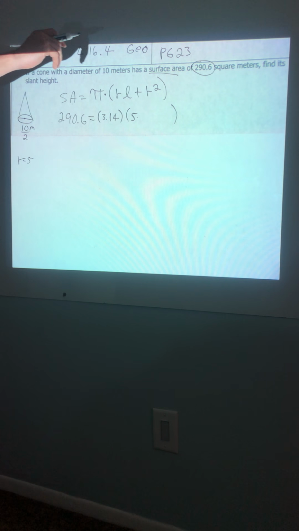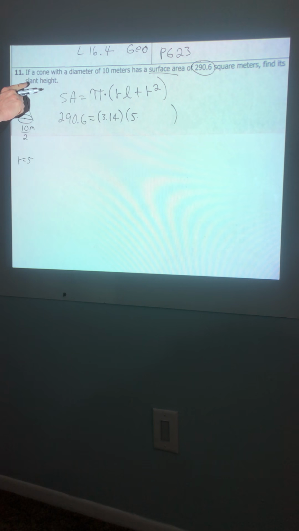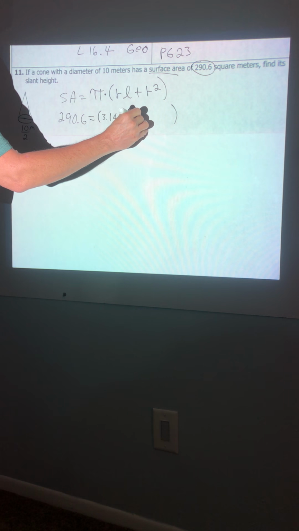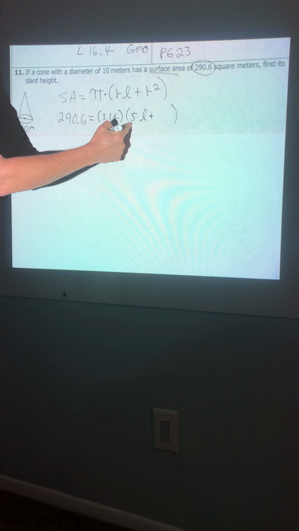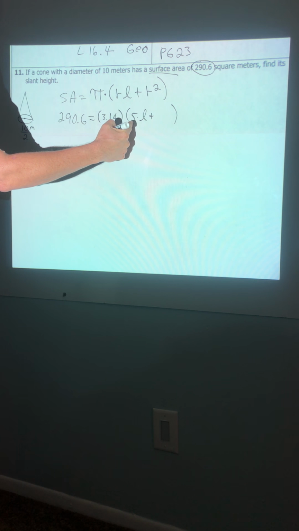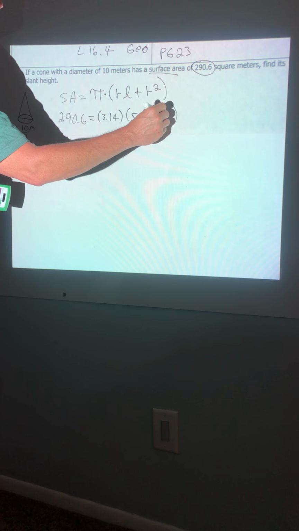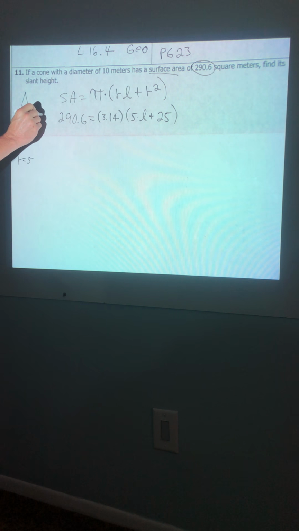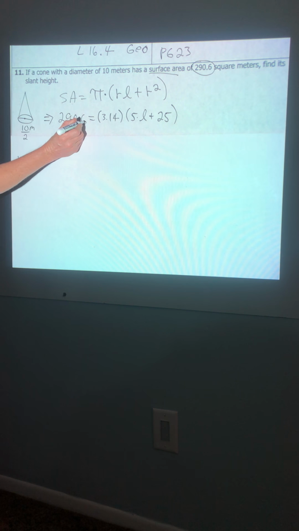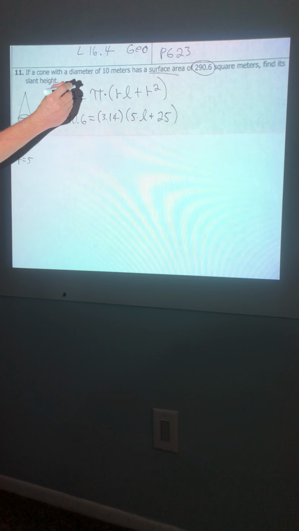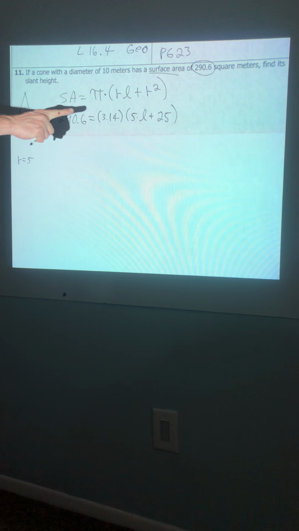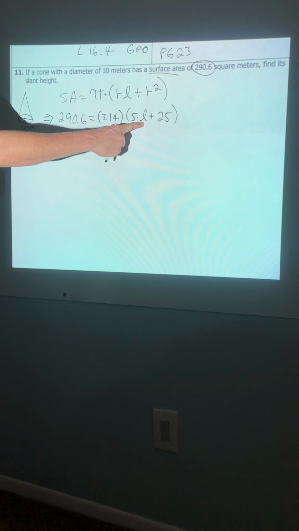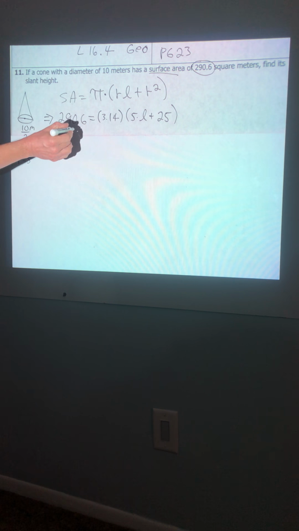Now you need the slant height. Oh wait, that's what they want. Find its slant height. So leave that as L. And then take the radius and plug it in for r squared. 5 squared is 25. I'm going to put an arrow here. Let's pause a second. If I can get you to this line, you're good. Correct formula, plug in all the numbers. You're always in a good mood when there's only one variable. When there's one variable left in an equation, you can figure it out.